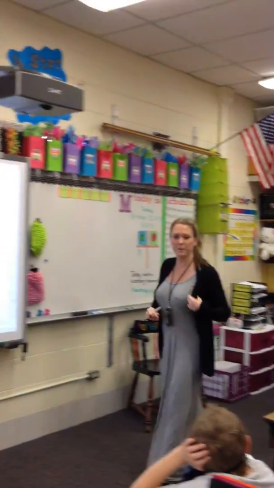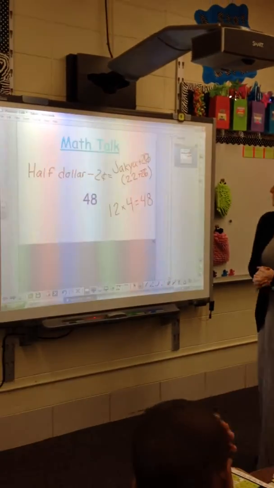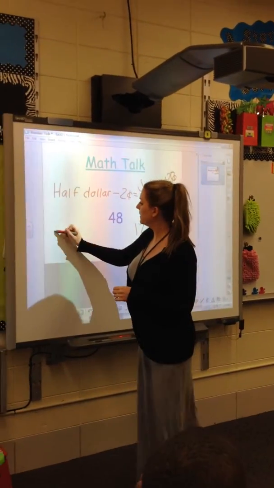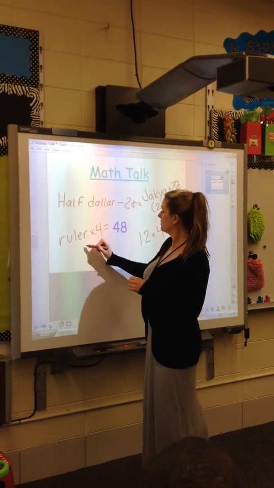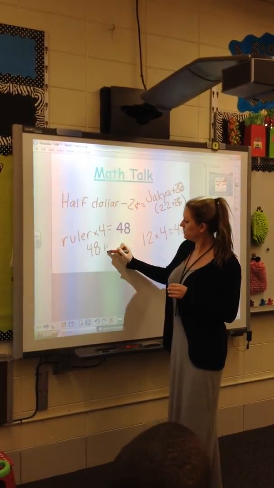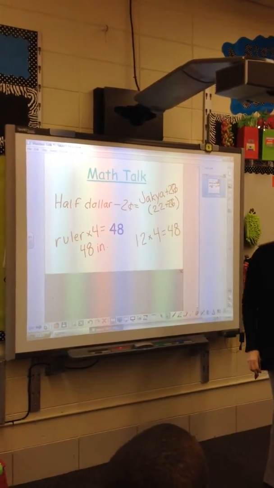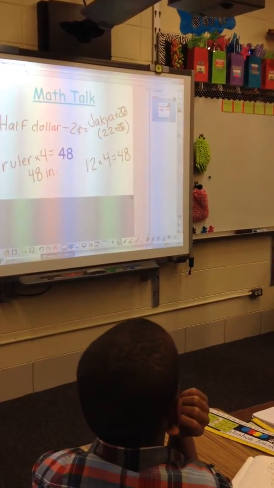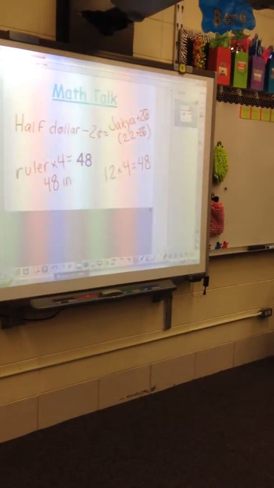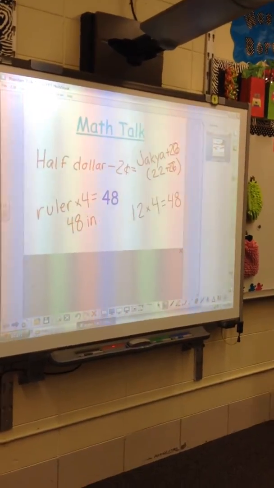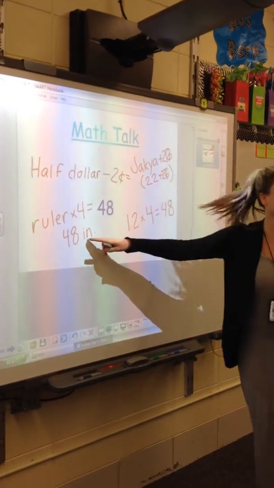Excellent. Group 2, what'd you come up with? A ruler times 4 equals 48. Can you explain that? A ruler is 12 inches, and if you count the 12 four times, it will equal 48. Good. So a ruler's 12 inches. If we had 4 rulers, that would equal 48 inches.